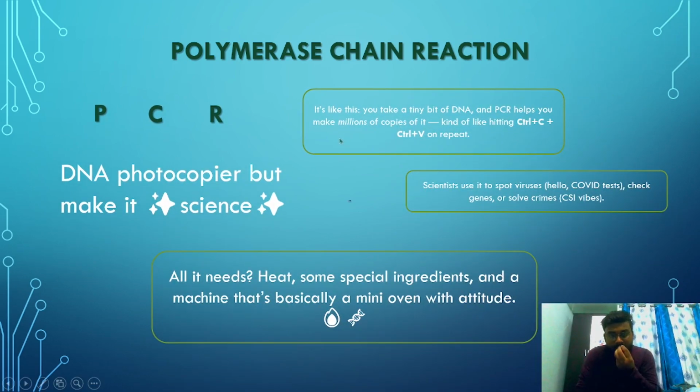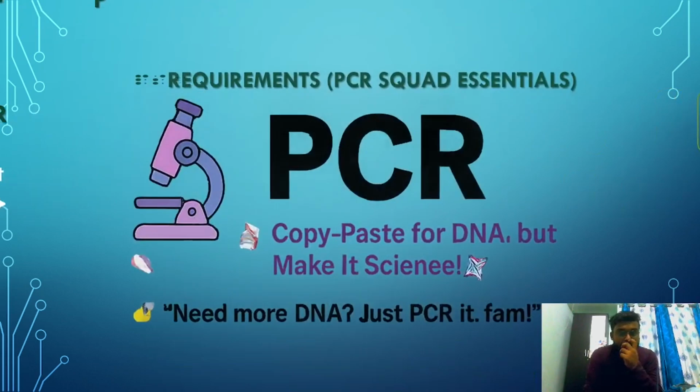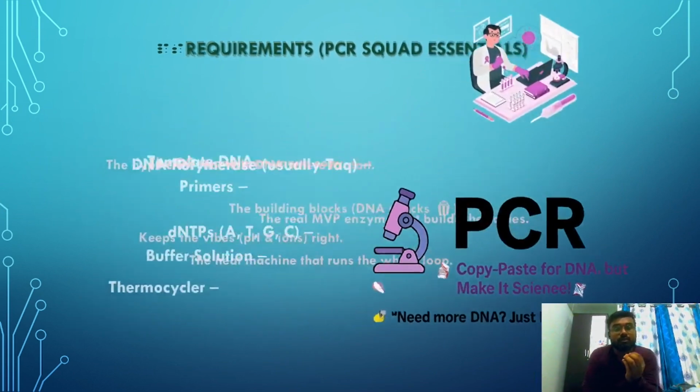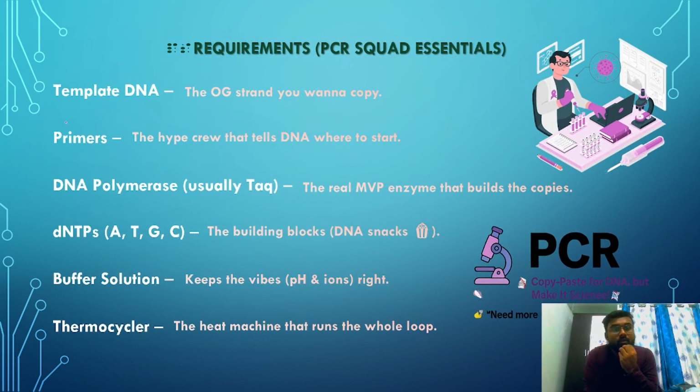If you want to carry out any method, any technique, any reaction, you need something. You need an environment, an instrument which will maintain everything, and some special ingredients required for carrying out the reaction. And what are those? If you wanted to copy and paste DNA, what are the requirements? First, you need a template DNA. Template DNA is nothing but the DNA strand you wanted to copy, the original strand. I need multiple copies of this parent copy. That is the template DNA.